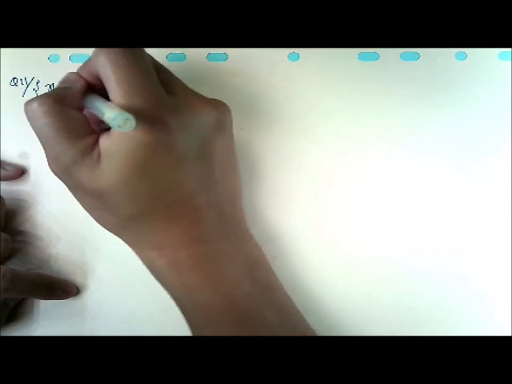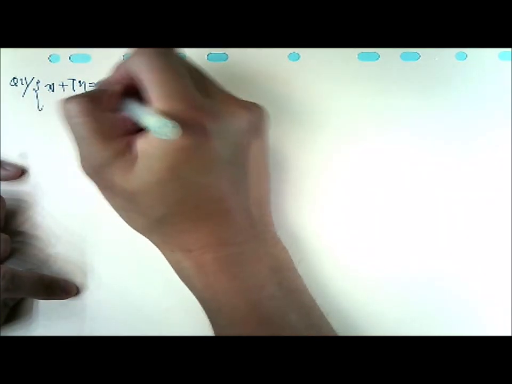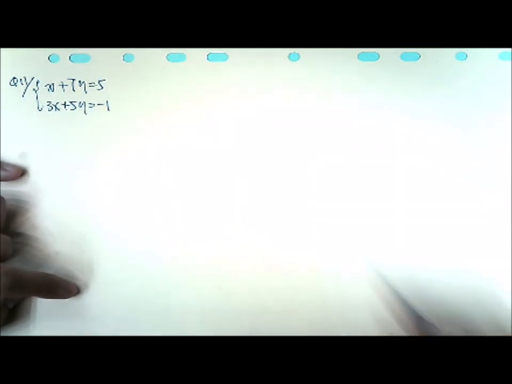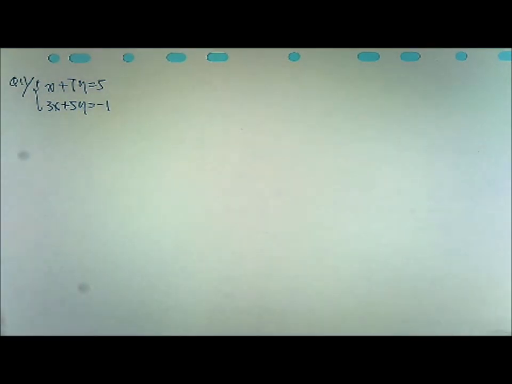Just copy out: x plus 7y equal to 5, and then 3x plus 5y equal to minus 1. When you finish copying, just look at these two equations. You don't find any opposite terms right there, right? If you find no opposite terms, you have to create some opposite terms to do the addition.